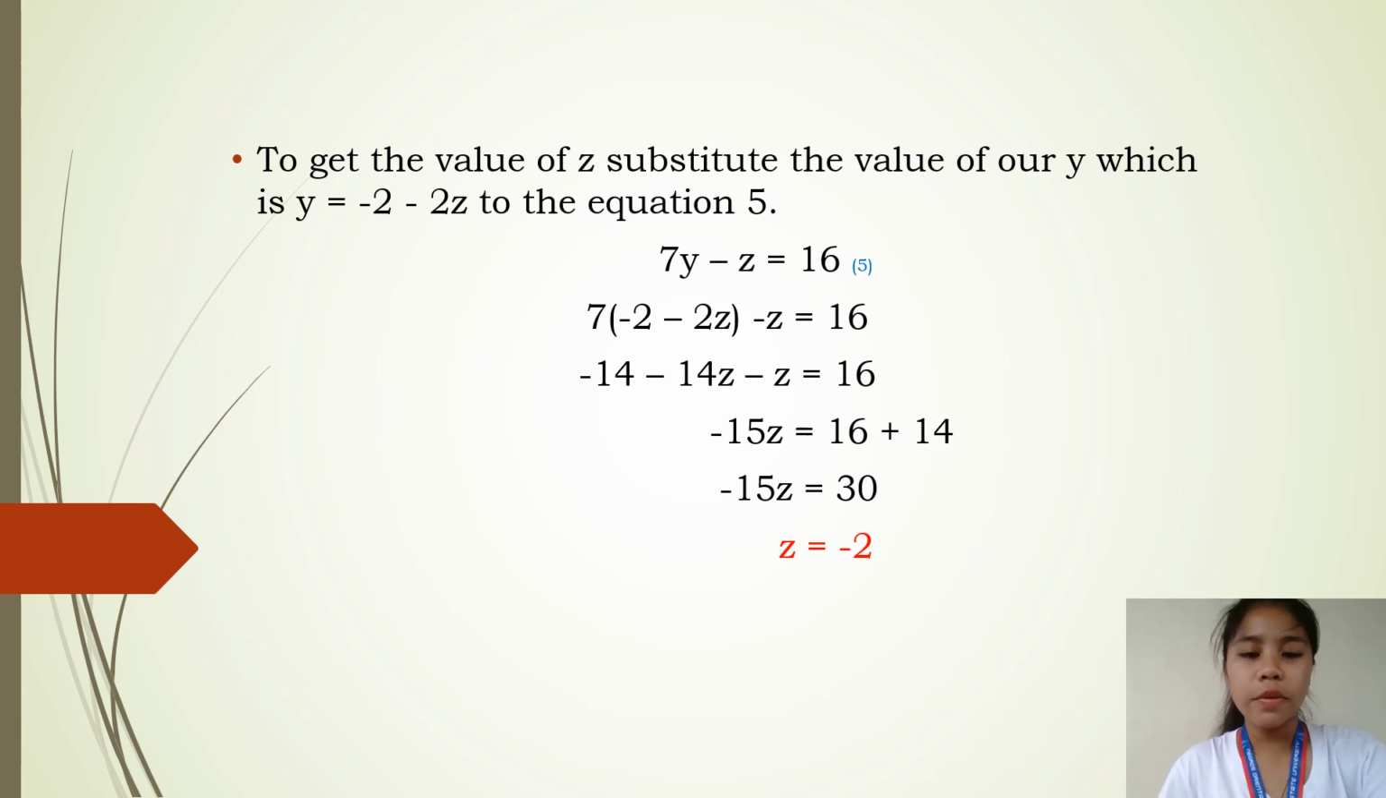So 7 times negative 2 is equal to negative 14. 7 times negative 2z is equal to negative 14z, minus z is equal to 16. So negative 14z minus z is equal to negative 15z, is equal to 16 plus 14. Then negative 15z is equal to 30. Then we're going to divide both sides by negative 15 so that we can get the value of our z, which is equal to negative 2.